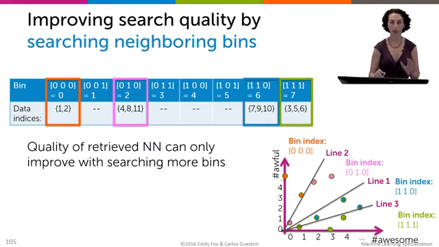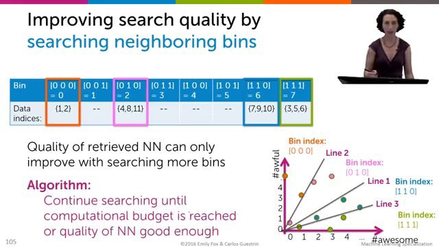So just to make sure it's very clear, the quality of the nearest neighbor that we return can only improve as we search more and more neighboring bins. So what can we do in practice? Well, typically when we use locality-sensitive hashing to perform nearest neighbor search, we think about running the algorithm, searching nearby bins, flipping more and more bits, and searching all of those bins until we've run out of our computational budget that we've set for that search.